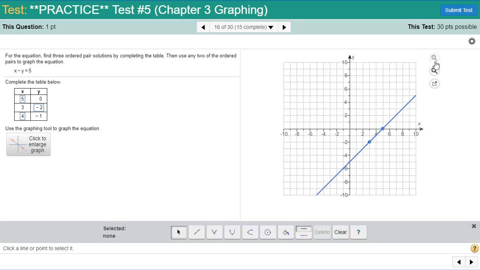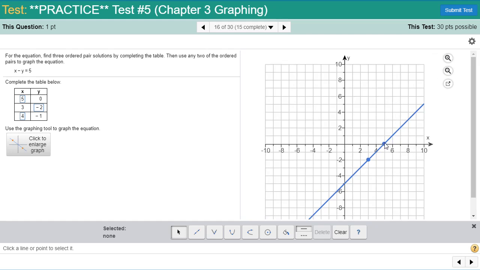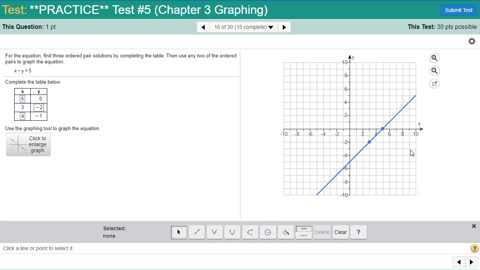We can zoom in if we want to make sure that our points are correct. This looks like the point 5, 0, which is exactly what we wanted. And here we have the point 3 negative 2, again exactly what we wanted. So I'm confident that this is the correct line, and I'm ready to move on. So there we have it, question 16. We solved and found all of our missing coordinates, and then we graphed the line using 2 of those ordered pair solutions.